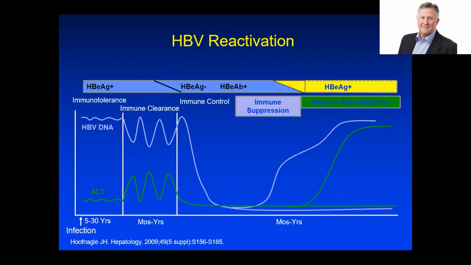And this is what happens. So you're in the immune control phase, you've got a low or undetectable viral load, normal ALT, but you're still surface antigen positive and you're e-antigen negative, e-antibody positive. In you go with immunosuppression, that balance is tipped, and then your viral load goes up. And after a lag period, your ALT goes up. And sometimes it goes up a lot, as I'll show you in a moment. And you can even go all the way back to e-antigen positivity.